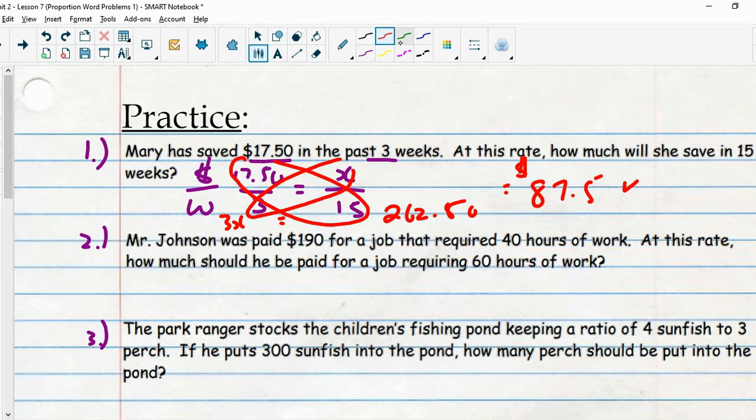So, next, different color. Mr. Johnson was paid, what are we comparing? Money to what? Hours. So money to hours. So $190 for 40 hours of work, right? Now listen to the way I'm saying it, because it makes sense. $190 for 40 hours of work. How much for 60 hours of work?